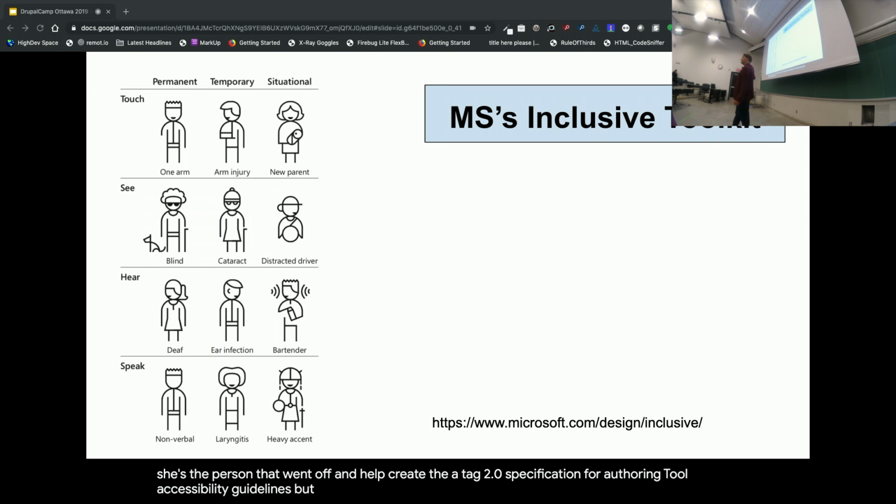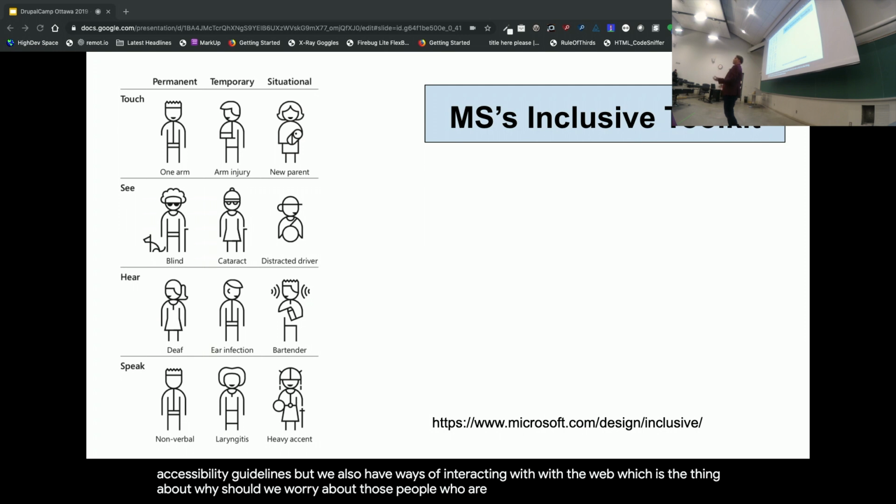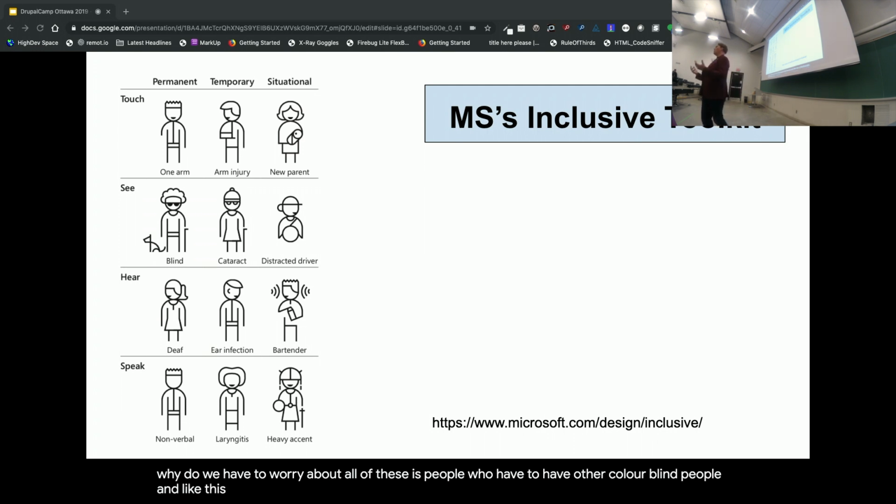We often have ways of interacting with the web where we think about people with permanent disabilities. And it's like, well, why should we really worry about those people? It's such a small portion of the population that's blind, and I've never met somebody that's deaf-blind. Why do we have to worry about all of these people, or colorblind people? There are so many different small little groups.